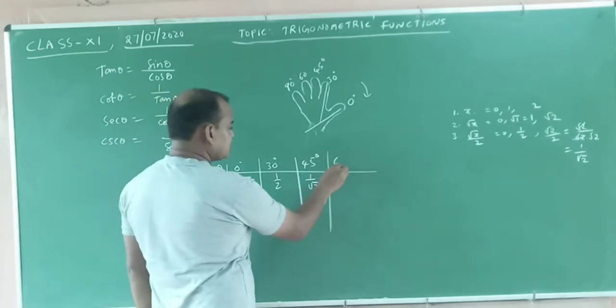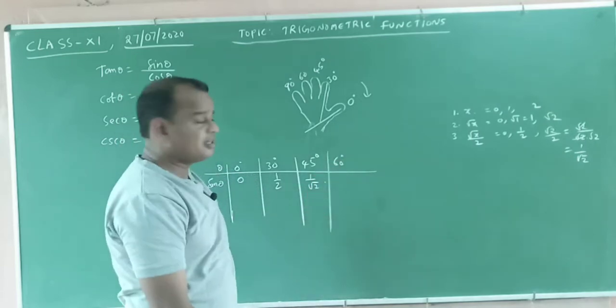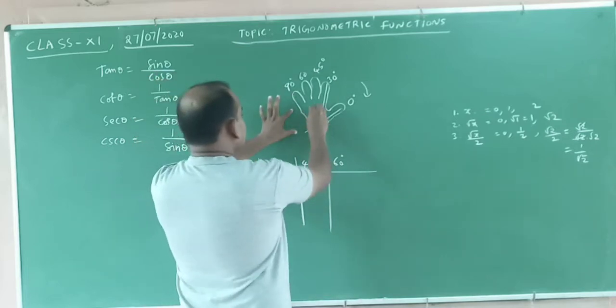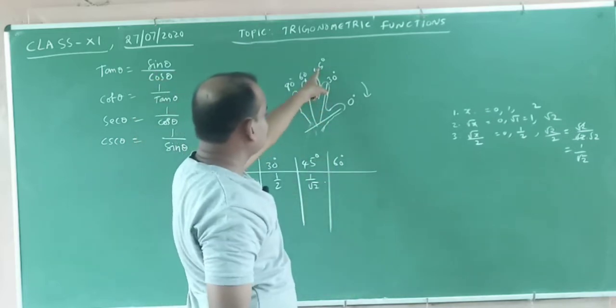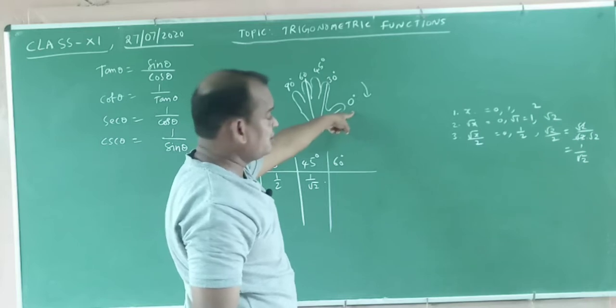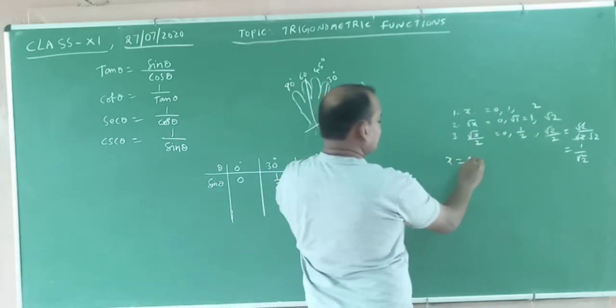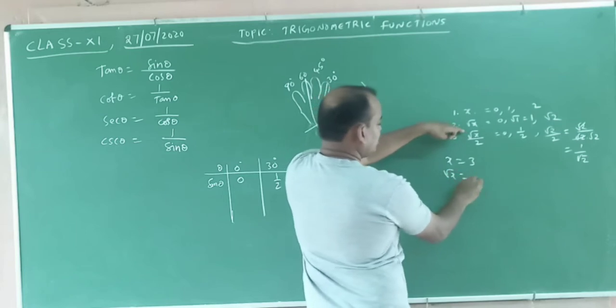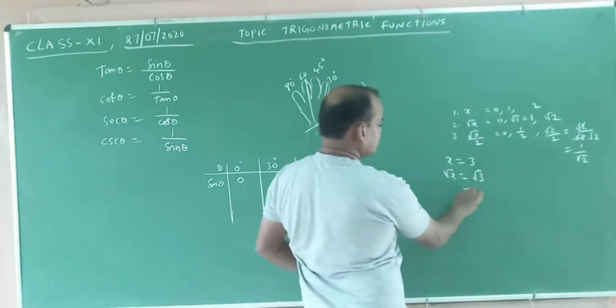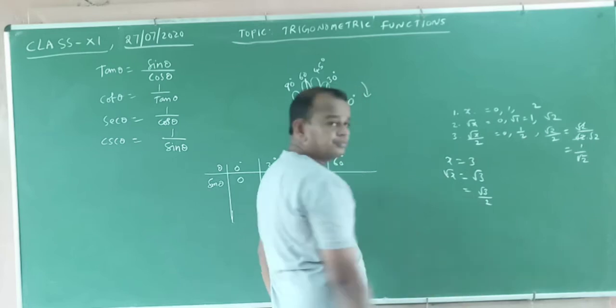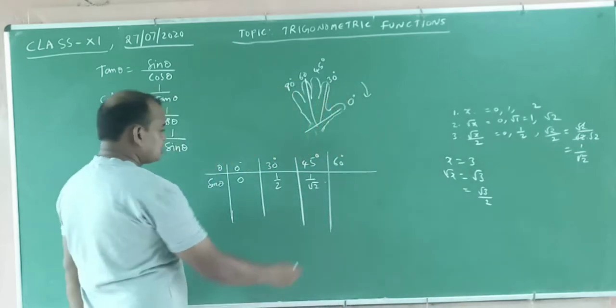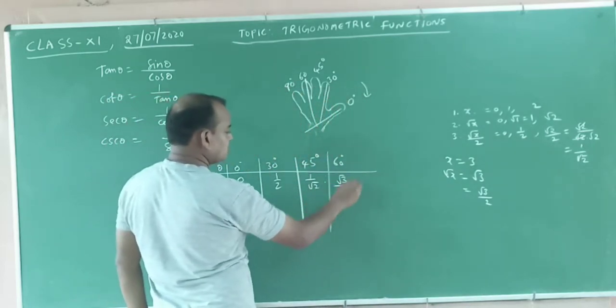Next, 60 degrees. Observe 60 degrees: from the right side, how many fingers are there? 1, 2, 3. The x value is 3. Immediately you can find root x, that is root 3, divided by 2, that is root 3 by 2. So sine 60 degrees is equal to root 3 by 2.